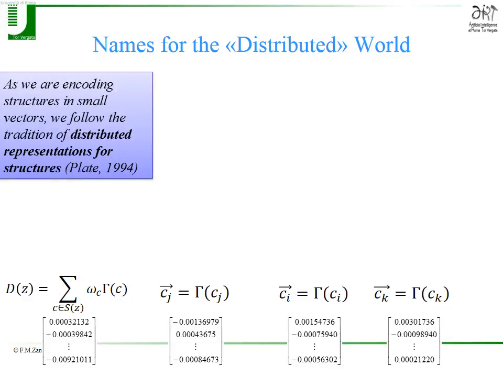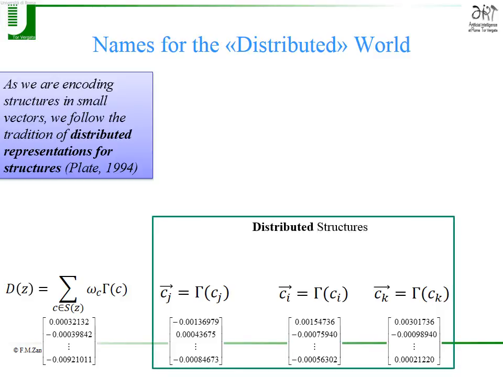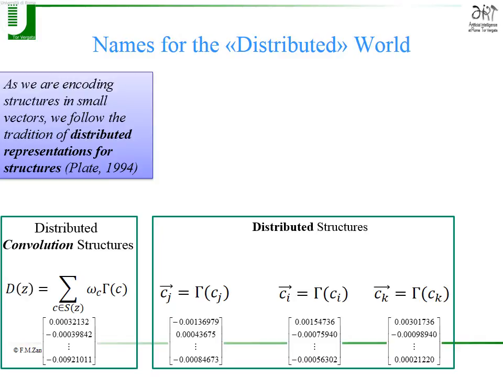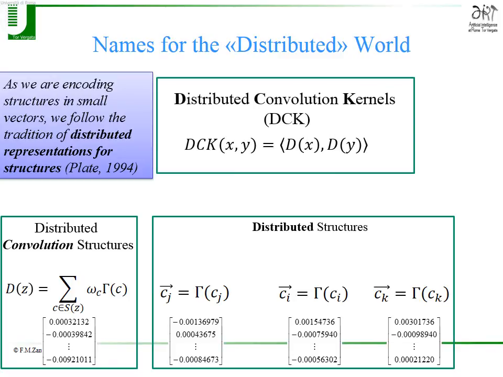Now, giving names to these new old objects. We are defining this new way of representing structures in the tradition of the distributed representation for structures. Vectors derived from functions gamma are the distributed structures. D of Z, that represents all the substructures, is the distributed convolution structure. The distributed convolution kernel between two structures x and y is then the dot product between two distributed structures, D of x and D of y.